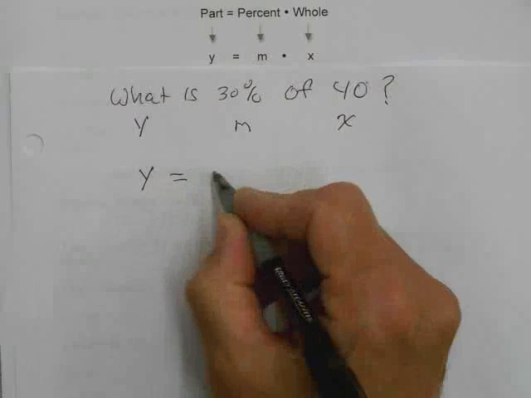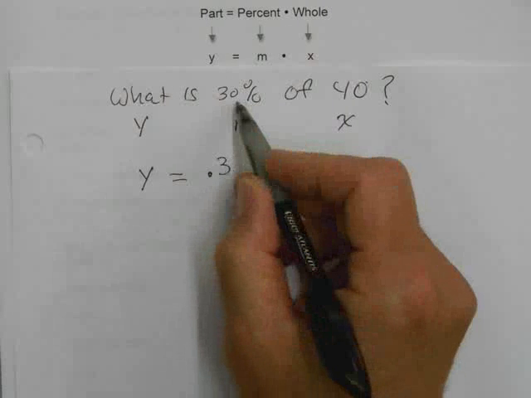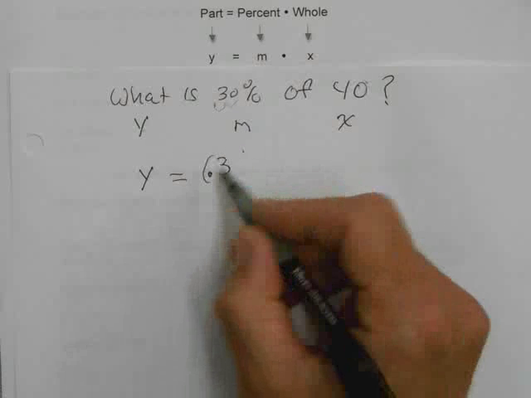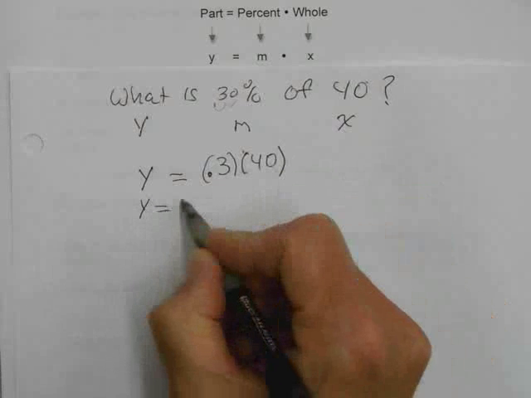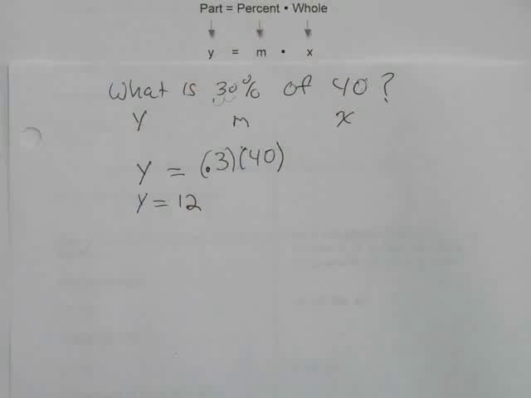Y equals 30%, which would convert to a decimal, 0.3, moving that decimal point once, twice to the left and dropping the percent sign, multiplying that by 40, and y would equal 12. And 12 is in fact 30% of 40.